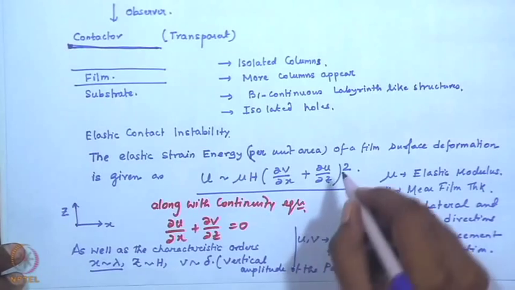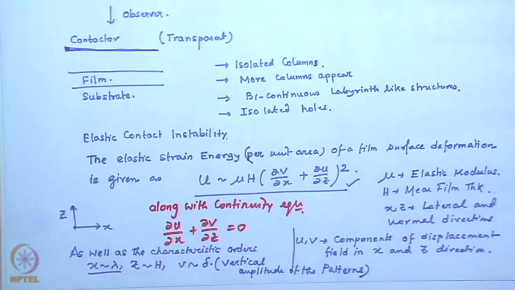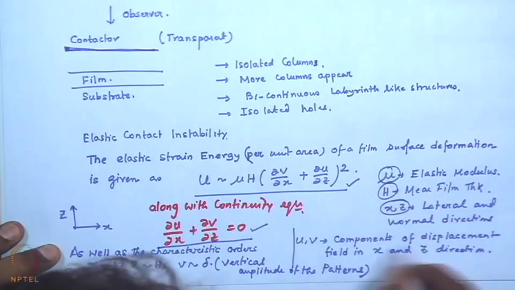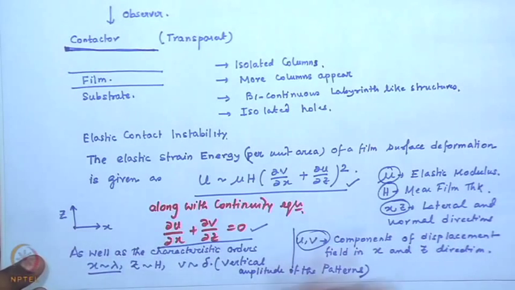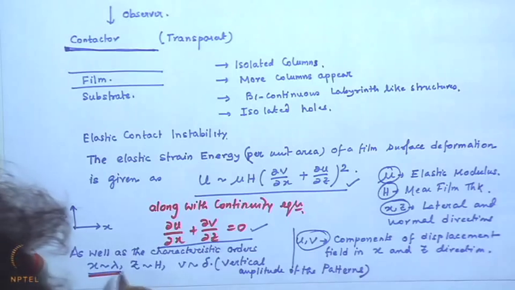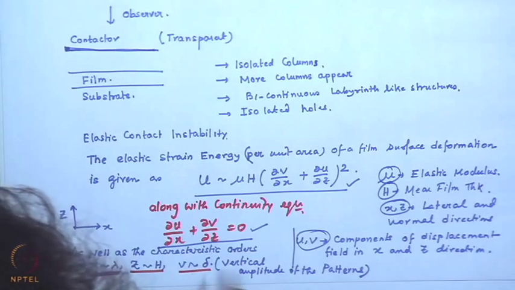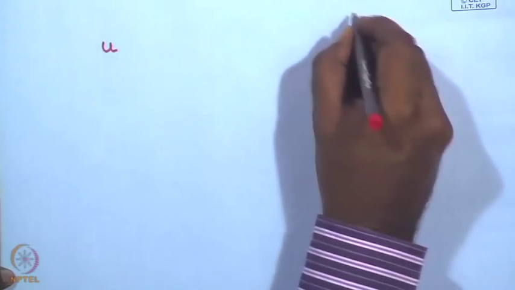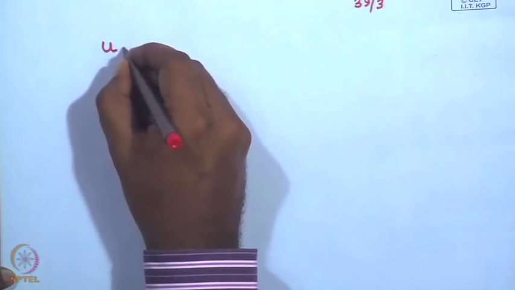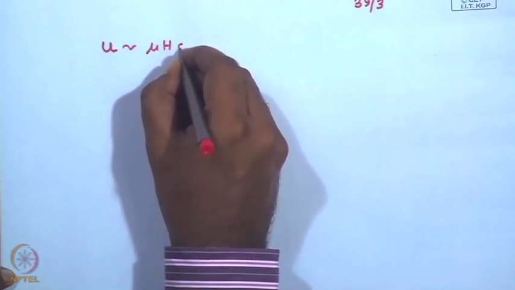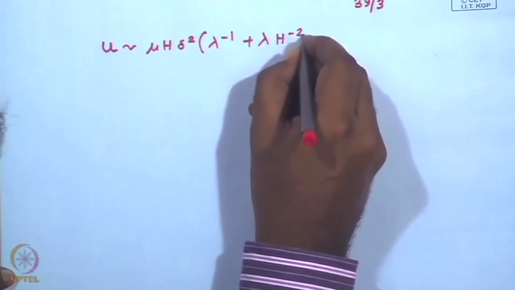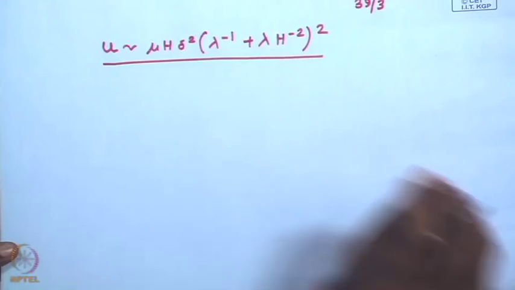Okay. So, we have this equation which gives the elastic strain energy along with the continuity equation, mu h x z and u v are defined here, and the characteristic orders, as we did an order of magnitude analysis. So, x is of the order of lambda, z is of the order of h, and v is of the order of delta, which is the vertical amplitude. What gives is that u, the strain energy, you get an expression like this.